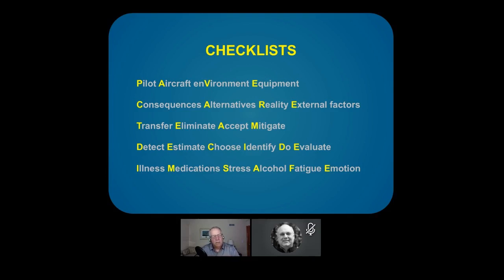In terms of checklists, Steve and I have gone through, there's a number of them. One called PAVE: Pilot, Aircraft, Environment, External pressures. Another called CARE: Consequences, Alternatives, Reality, External factors. TEAM: Transfer, Eliminate, Accept, Mitigate. Decide: Detect, Estimate, Choose, Identify, Do, Evaluate. And Steve's favorite is I'M SAFE, which is what I was going to chime in and say. I'M SAFE is my favorite one. Well, I beat you to it, so thank you.